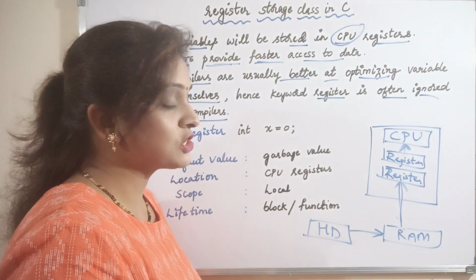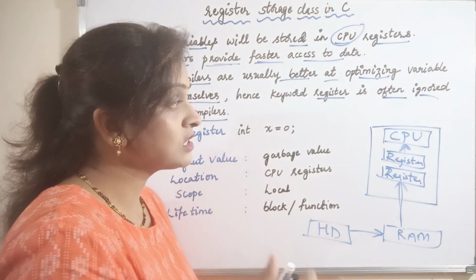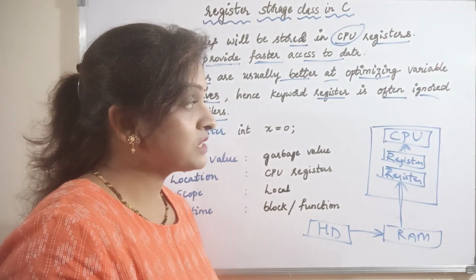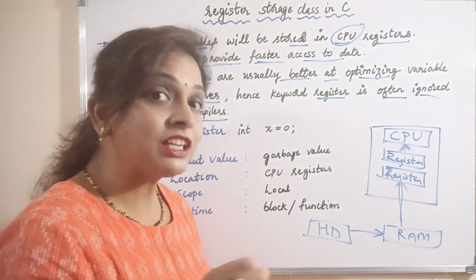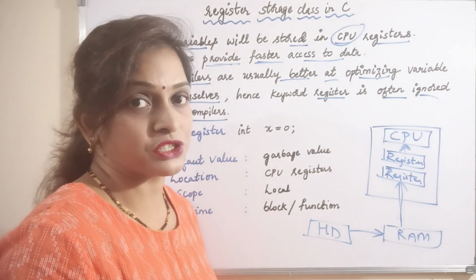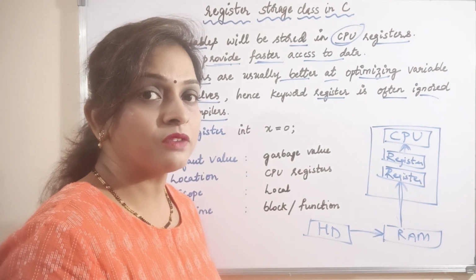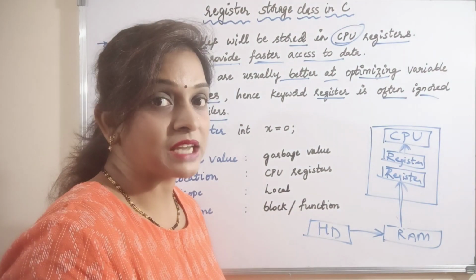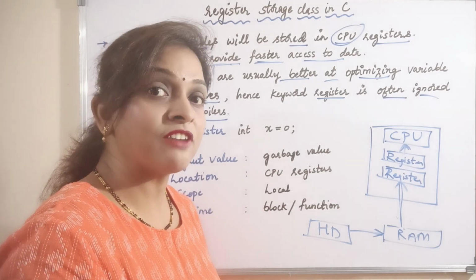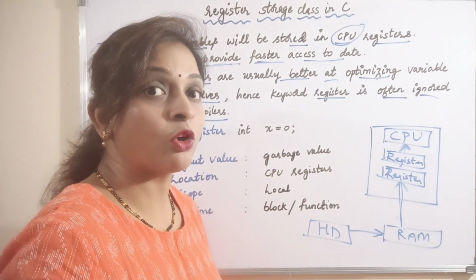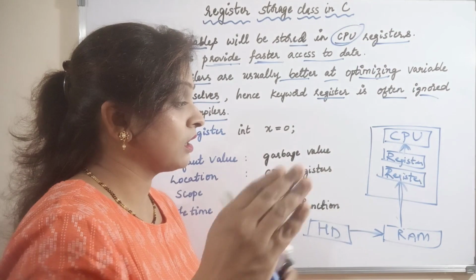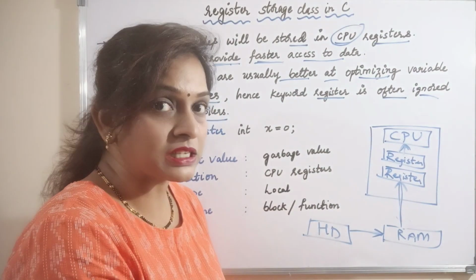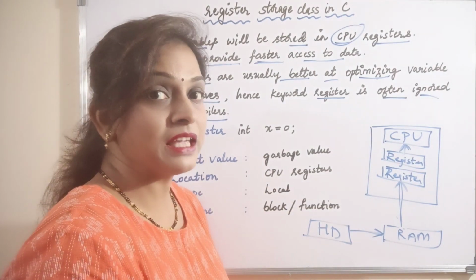These registers are small storage areas. We cannot simply dump huge data there. And one more thing to say here, frequently used data will be stored in registers. All the data we cannot store in registers. The frequently used data can be stored inside the registers so that the CPU can fetch the data immediately. It cannot go and search the data in RAM or hard disk, which consumes more time.